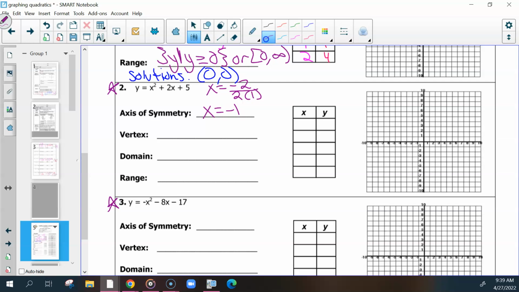But if you put -1 into all of your x values, what would your y values be?